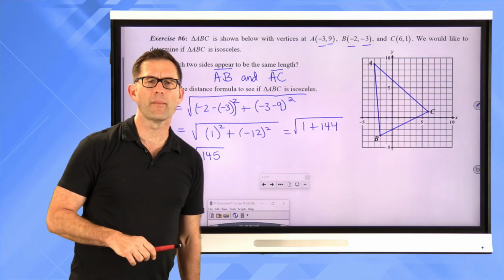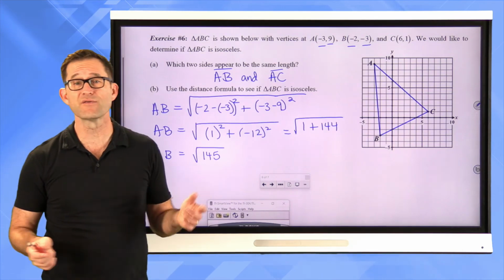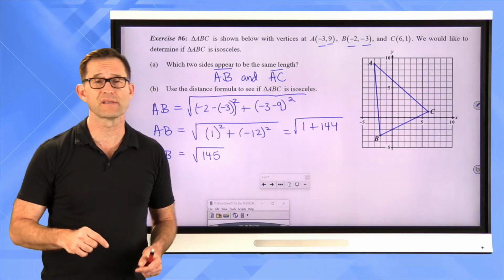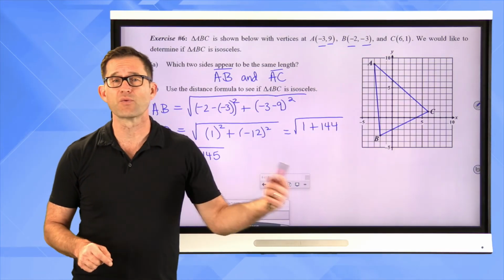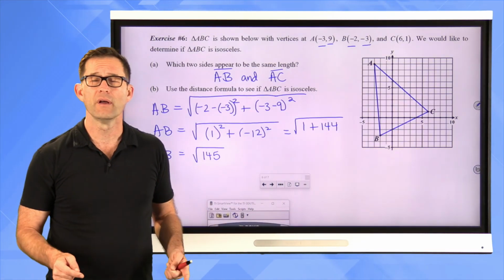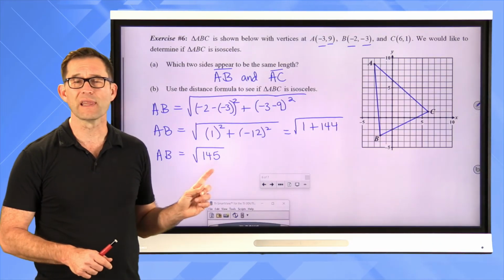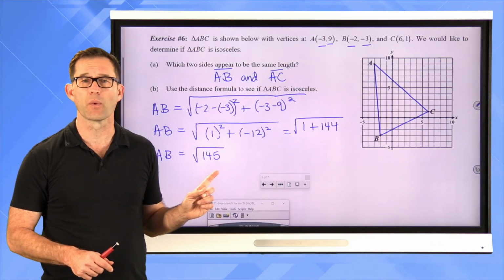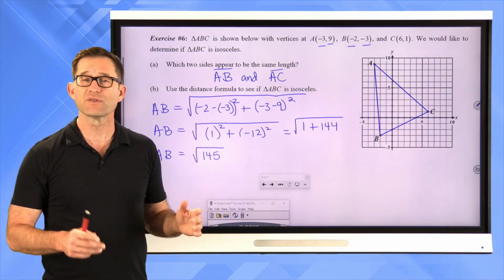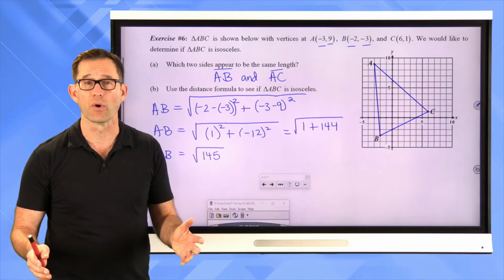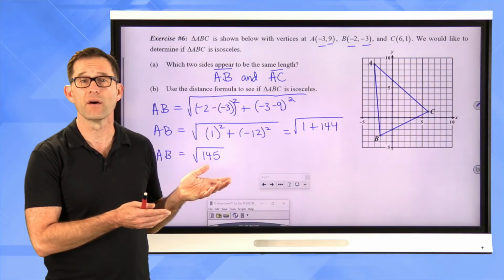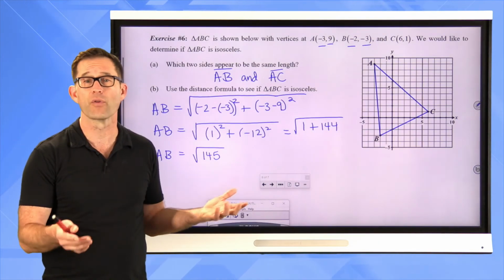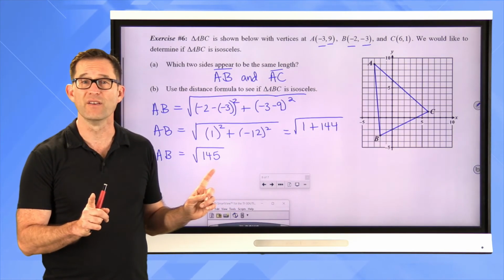Now notice in this problem they didn't say anything like use the distance formula to determine if ABC is isosceles, and by the way, round to the nearest blank, or write in simplest radical form, or whatever. So for right now, I'm going to actually just leave my answer as AB equals the square root of 145. The square root of 145 is a number, okay? Whatever that number is, it's sitting right there. I don't need to take this any further. At least I don't think I do, right?